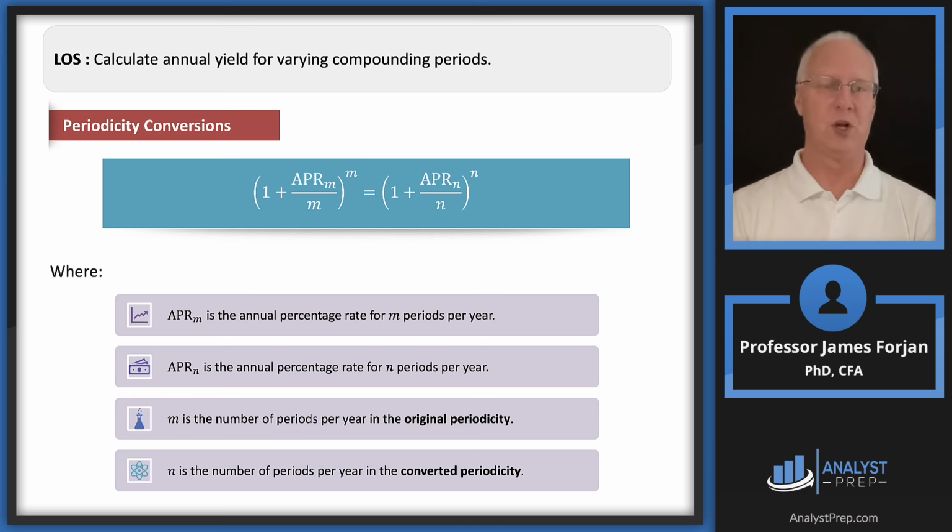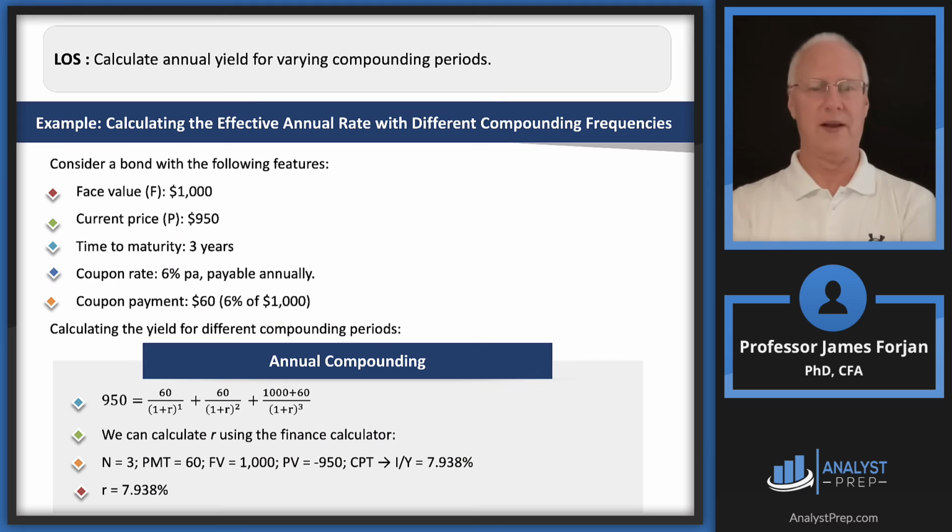Of course, we need to go back to our time value of money discussion. We'll call this the annual percentage rate. And we're going to have to go from 1. So we have this original periodicity, and that's the M on the left-hand side of the equal sign, to the converted periodicity, that's the N on the right-hand side. And I'm guessing that you're thinking to yourself, you know what, I bet Jim has a really cool way of doing this on the financial calculator. And of course I do. So let's take a look at an example here.